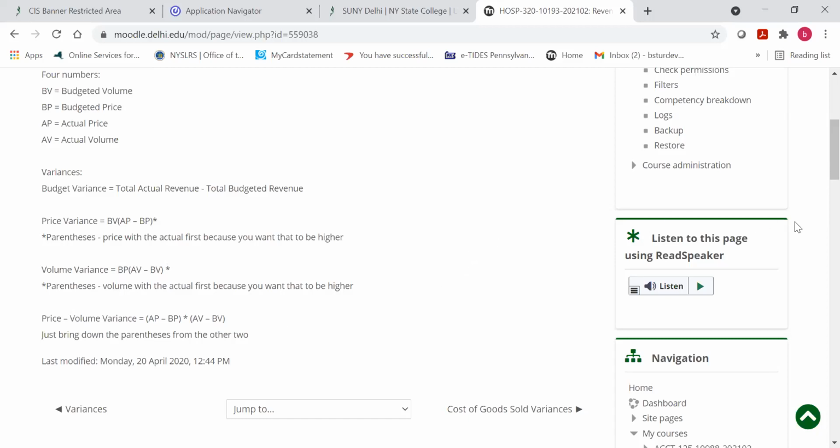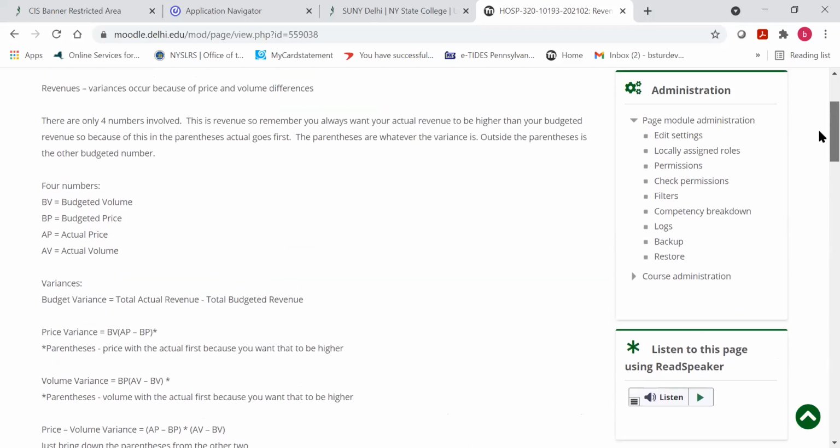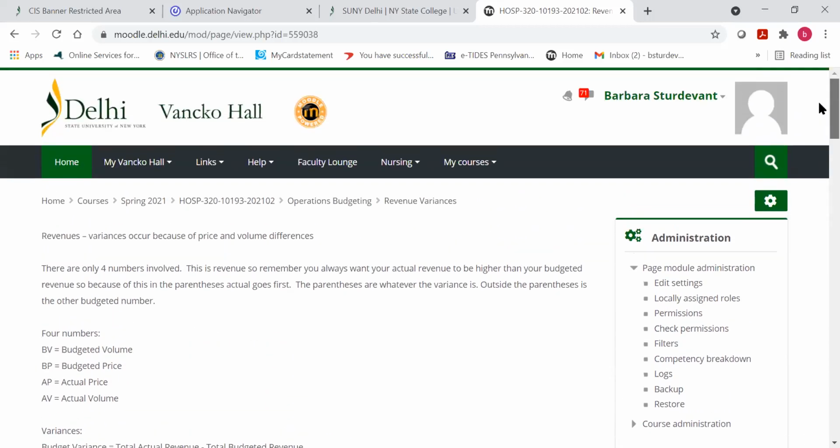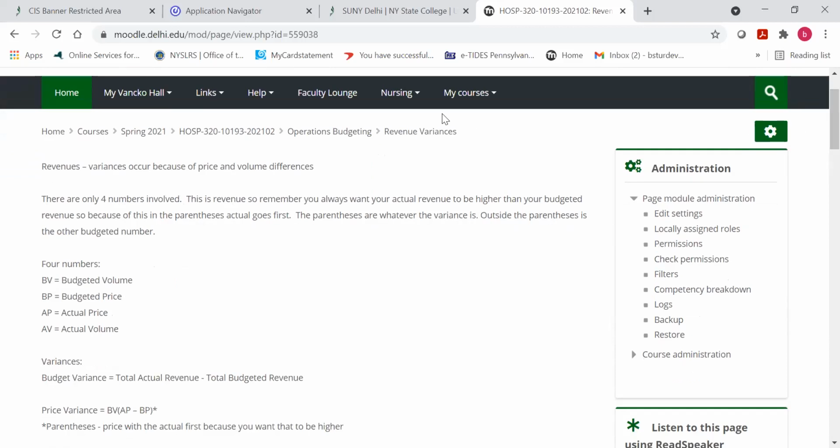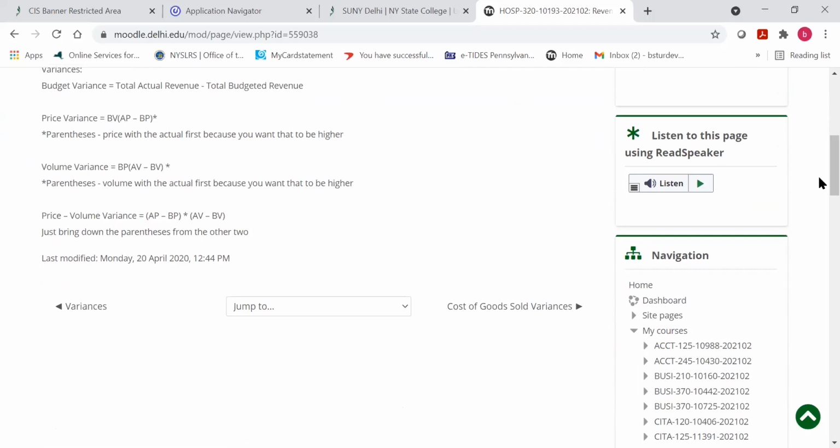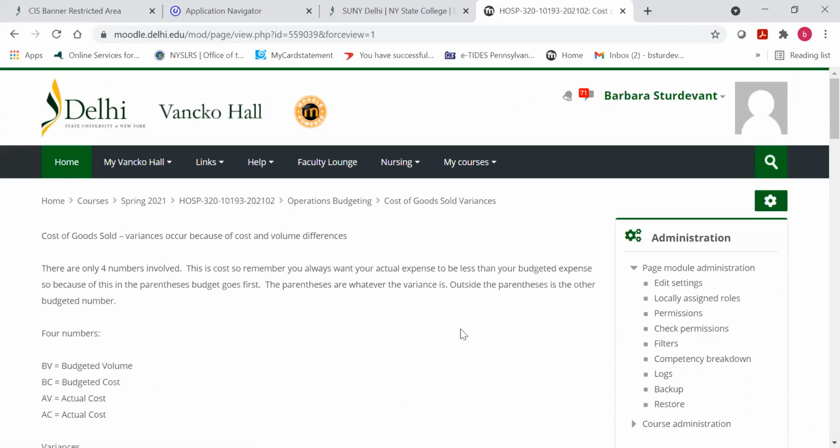Okay. Questions? Now I'm going to see if I can do this. I don't know if I can or not, without going back out. Can you see the cost variances? Yes. Okay, good. So that worked.